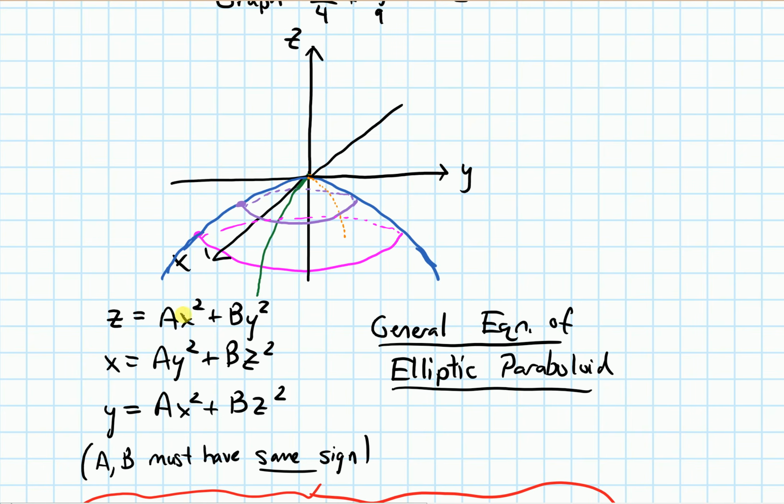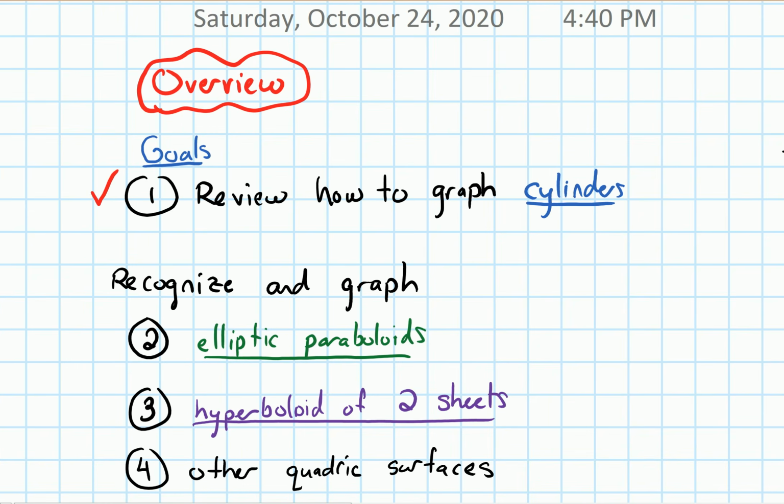If A and B had different signs, it turns out it's not an elliptic paraboloid. It turns out it's a different shape. And the reason this is called an elliptic paraboloid is, well, these sort of horizontal cross-sections were ellipses, and it's called a paraboloid because the other cross-sections were parabolas. Okay, so the general equation of an elliptic paraboloid is going to look something like this. In terms of our goals for this section, we have now described how we graph an elliptic paraboloid using cross-sections. In the next video, we're going to apply that technique of using cross-sections to graph a hyperboloid of two sheets.